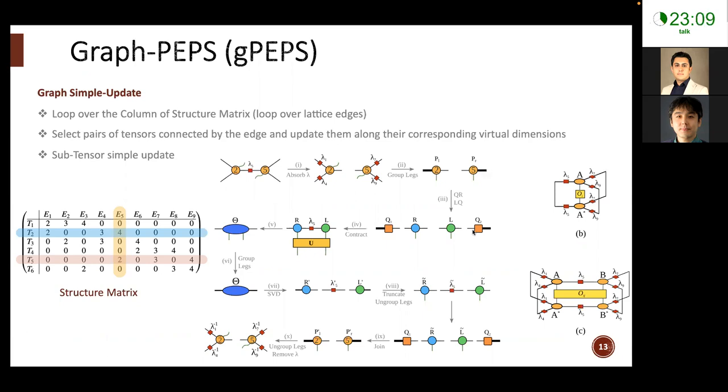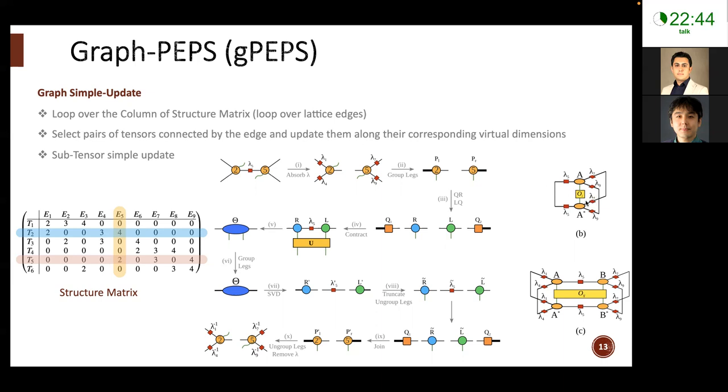You could also do a subtensor update here and do some singular value or QR decomposition. Consider it as an effective environment, put it aside, and then just use these subtensors to do the update, and you iteratively do this update for every column of this structure matrix, and then obtain the tensor network representation of all tensors in the graph.